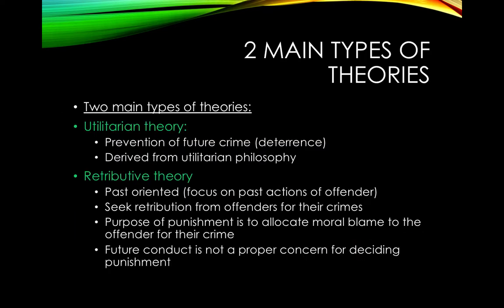So let's think about the philosophical approach. There's 2 main theories here, utilitarian theory and retributive theory. And you guys are familiar with these. Utilitarian theory is the idea of preventing future crime, deterring crime from happening. And this comes from that utilitarian philosophy, where we talk about the punishment should be just enough to outweigh any benefits that someone would gain from that particular behavior. So that's future-oriented. Retribution is past-oriented. We're looking at the past actions of the offender, and we're seeking retribution from them for the crimes they committed. Basically, punishment allocates moral blame, and we're not really concerned with any future conduct.